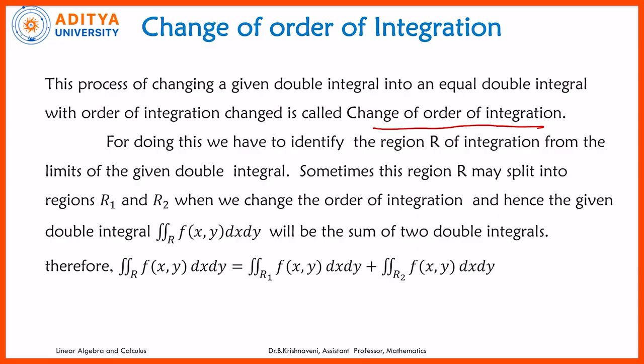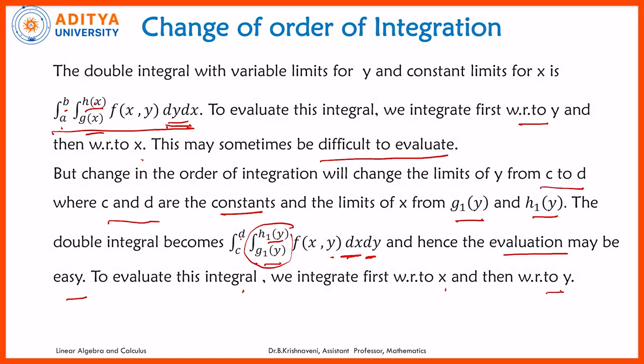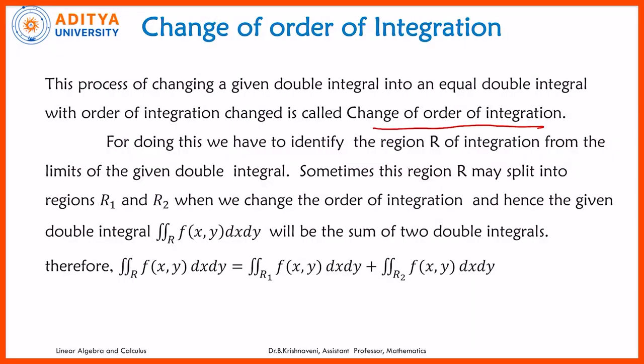So this is the case which we have taken: dy dx is the order, and in this we need to change it to dx dy and then do the evaluation part. We call this process change of order of integration. For doing this, we have to identify the region of integration from the limits given in the double integration. That means in order to change the order of integration, first of all you have to draw the region of integration given by the limits of the double integral.